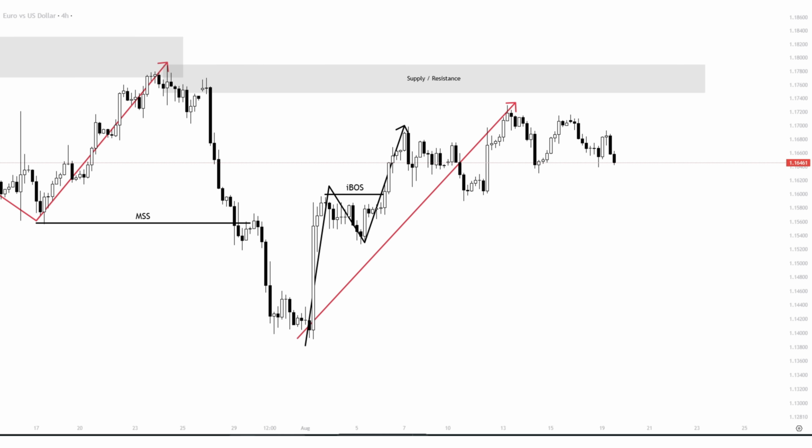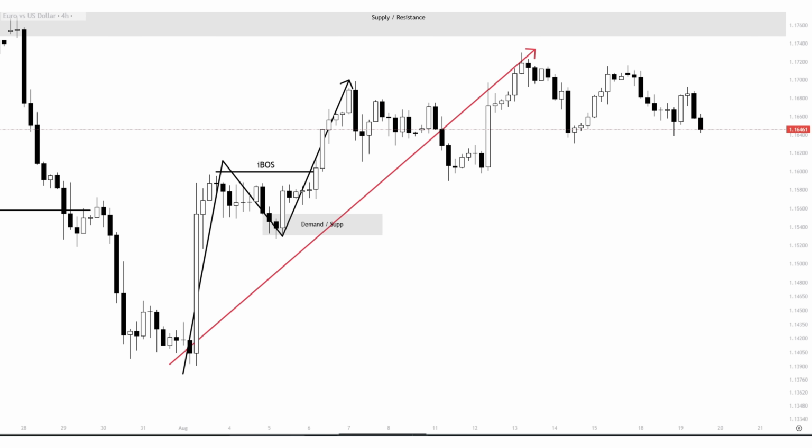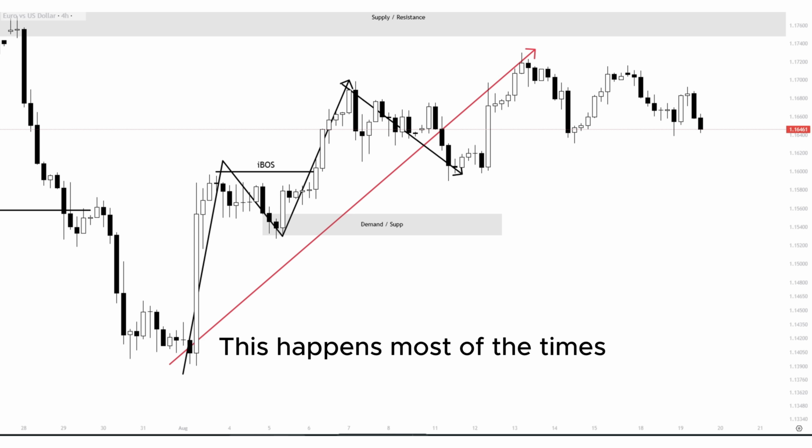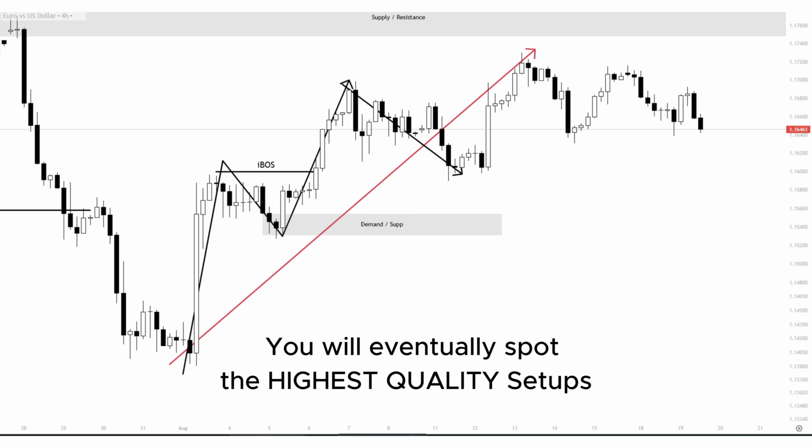And an internal break validates an internal demand or support level that we can see later did not fill, because the market pulled back down higher than the demand level. So basically the market did not give an opportunity for a setup. And this actually happens most of the time, but with this way of deeply analyzing the market, you will eventually spot the highest quality setups, and you can also master this type of market analysis.